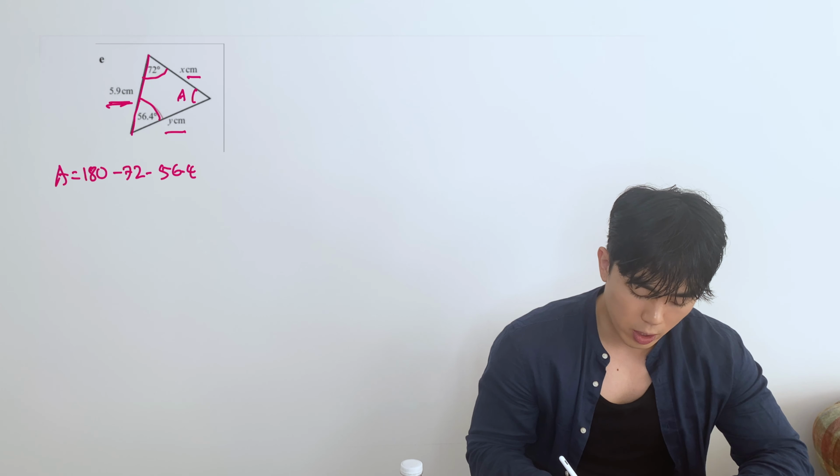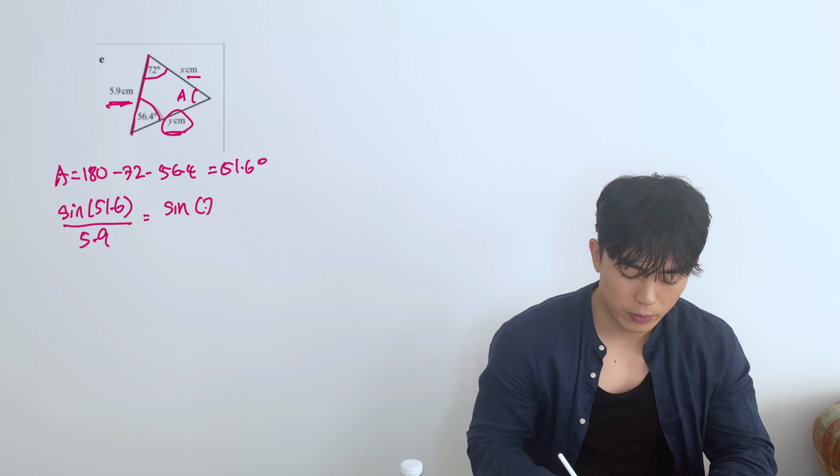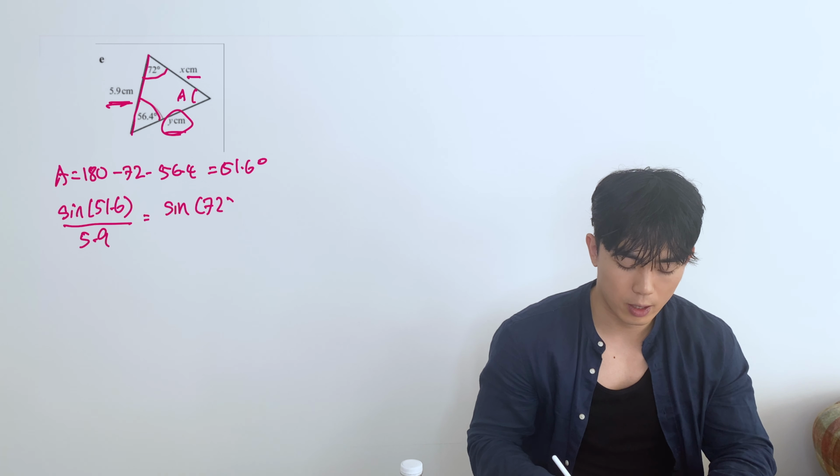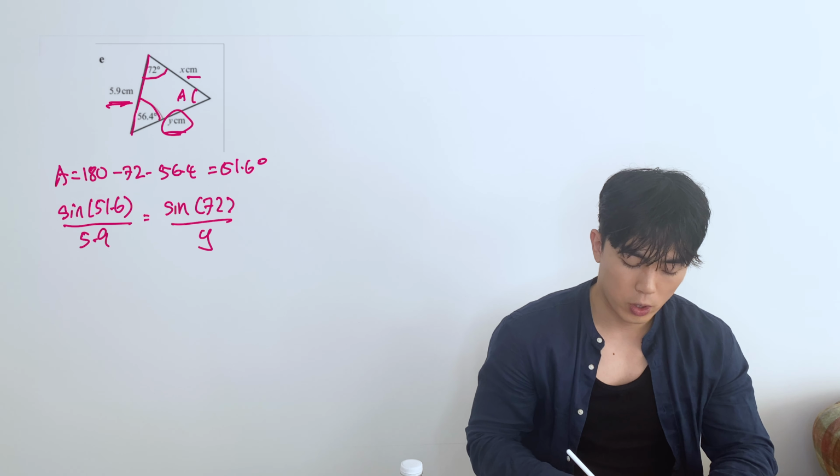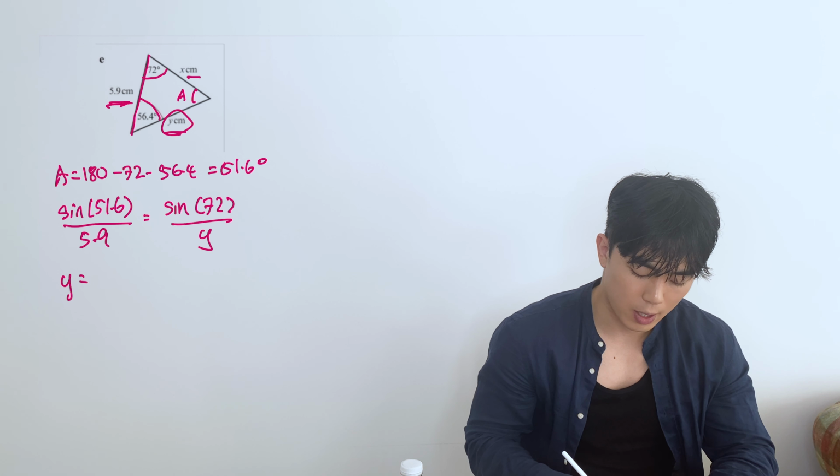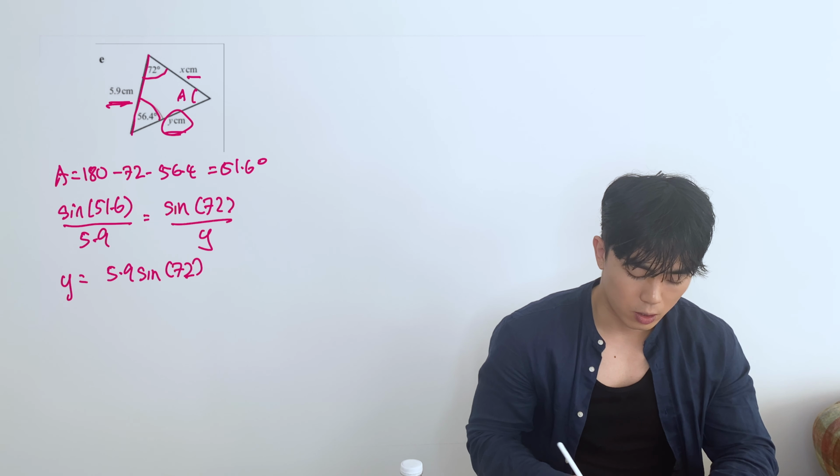Let's just find y first. We can say that sine 51.6 and its pairing length 5.9 is equal to sine 72, which is the opposite of y, over y, which I can once again rearrange for y. So y is 5.9 sine 72 over sine 51.6 degrees, which will give me 7.11.